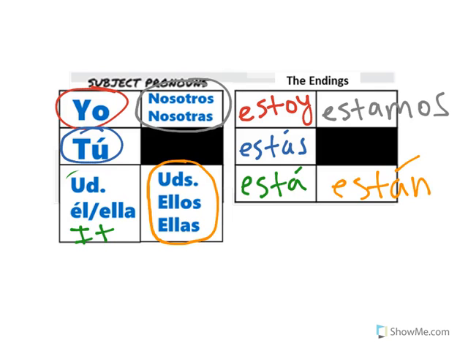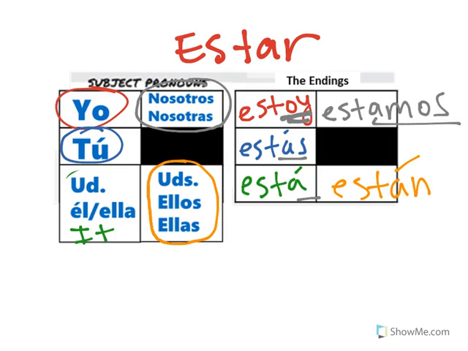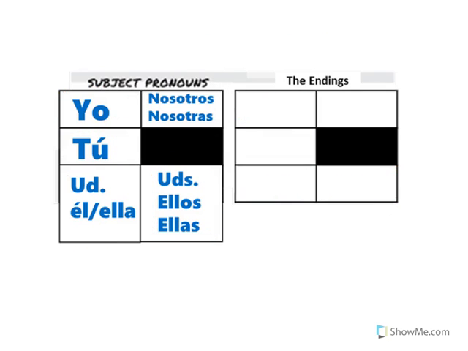Remember that I said that estar is called an irregular because it doesn't follow patterns? Notice how this ends with an oy. This has an accent, that has an accent, this doesn't have an accent, that has an accent. That means it doesn't have a pattern. It's all over the place. And the only way to remember this is to actually just memorize them. So, let's do the examples now.